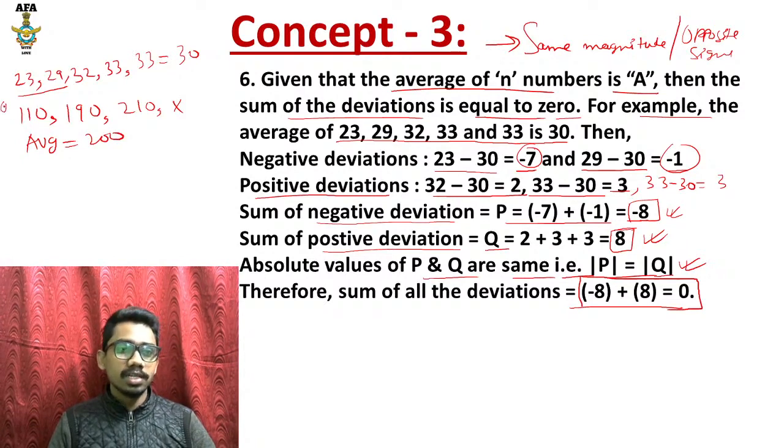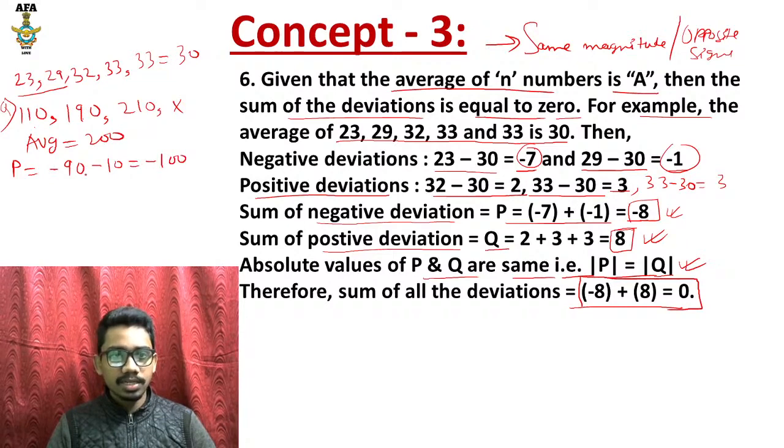So suppose this is a question. 110, 190, 210, x. Average is given as 200. You need to find the value of x. How are we going to find this value? So suppose we will take sum of negative deviation. Sum of negative deviation is P. 110 minus 200 will be equals to minus 90, and then 190 minus 200 will be equals to minus 10. So total will be minus 100, sum of negative deviation, and Q is sum of positive deviation. 210 minus 200 is equals to plus 10.